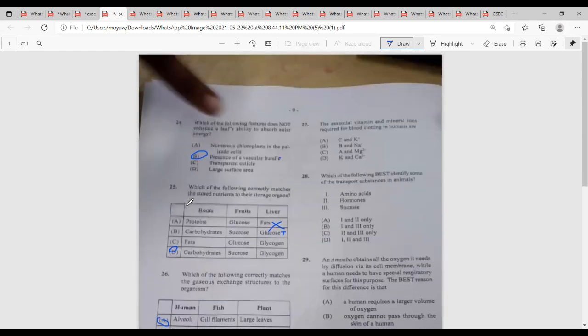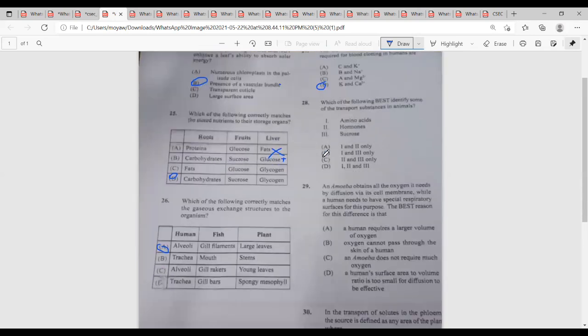Question 27. The essential vitamin and mineral ions required for blood clotting in humans are, this is also a repeated question, so we're looking for a vitamin and a mineral. So we have A, vitamin C and potassium, B, vitamin B and sodium, C, vitamin A and magnesium, D, vitamin K and calcium. So the best option here is vitamin K and calcium.